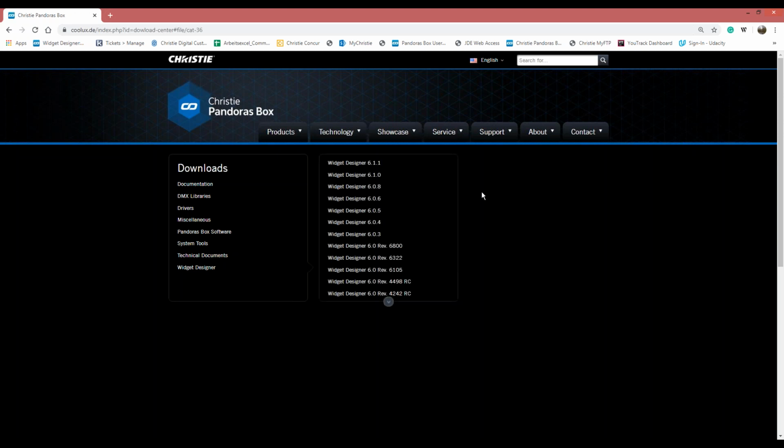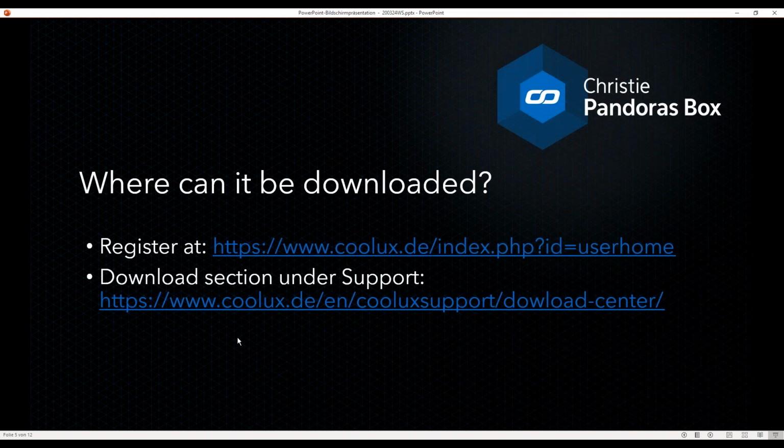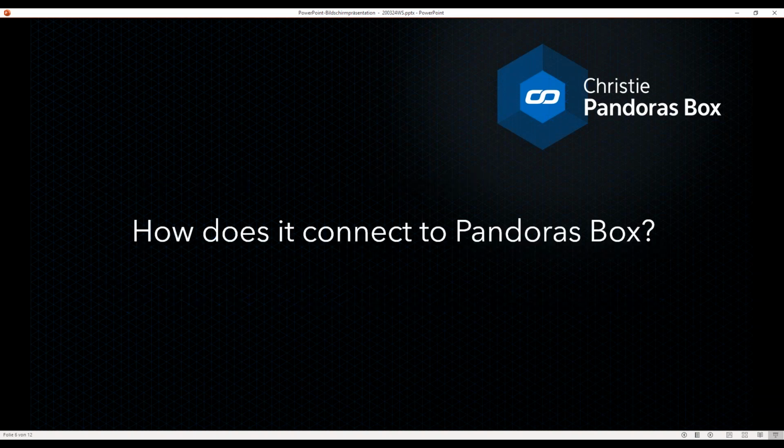The version we will use today is Widget Designer 6.1.1. The free version, of course. You just need to download it and start it. If there is no license or dongle installed or plugged into your computer, it will start the free version automatically. So very simple. Here are the links again, but I will put all of this in the description of the YouTube channel later on. So how do we connect to Pandora's Box?